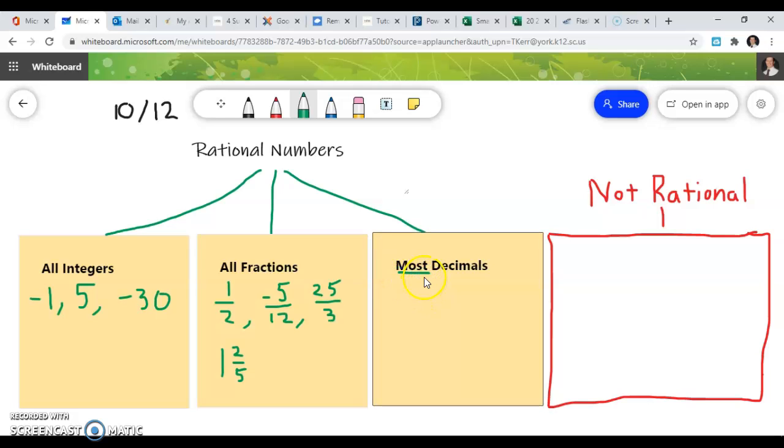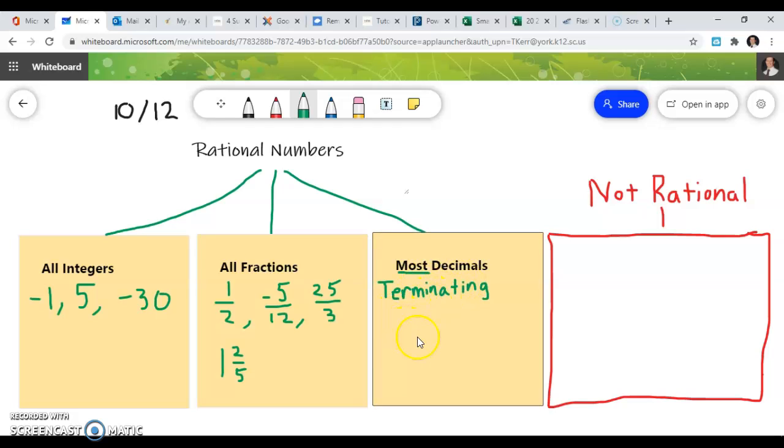So make sure you know that it's not all decimals, it's most decimals. So what we mean by most decimals is the only kind of decimals that count as rational numbers are these ones called terminating. Terminating decimals, these are decimals that come to an end. So the Terminator was the person who got rid of the aliens. So terminating means that they ended decimals.